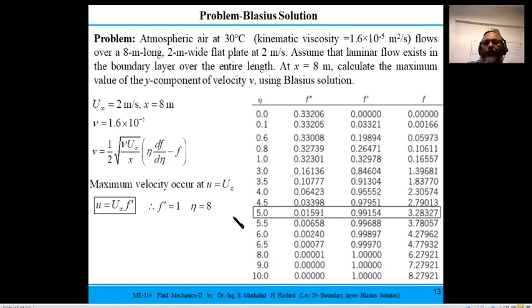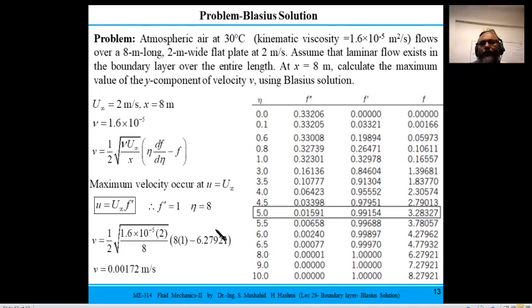So once your eta is 8, I just have substituted my value of eta as 8 and the first derivative as 1, and corresponding to 8 its function would be equal to 6.27921. So I have just substituted the value of that function. So I have all the ingredients available in this equation. So I just calculate the magnitude of the y component of the velocity.